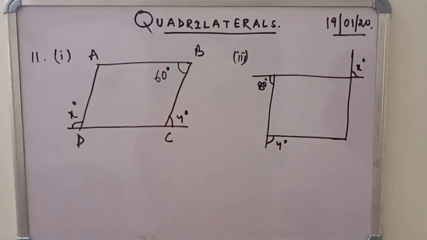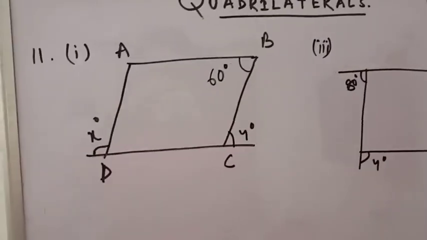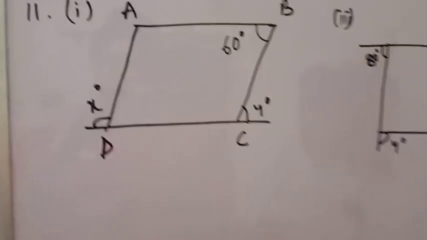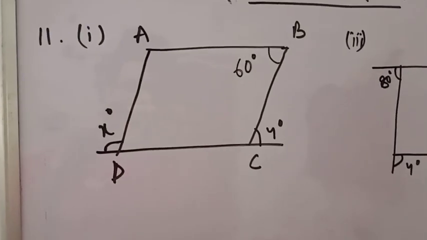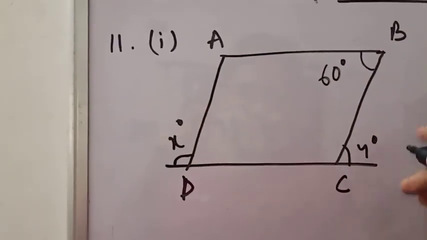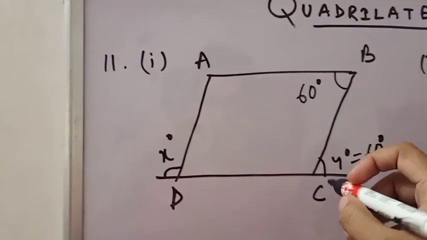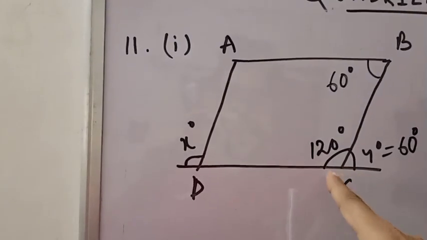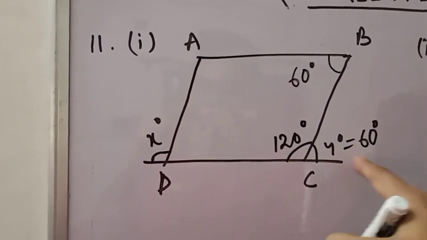So number 11, 1 and 3. See that in number 1, ABCD is drawn, angle B is 60, you have to find the angle X and angle Y. So we can say that this angle and this angle are equal because they are alternate angles. This is equal to 60 degree. If this is 60, then we can say this is 120. Why? This is a linear pair. So this angle plus this angle equals 180. So 180 minus 60 is 120.